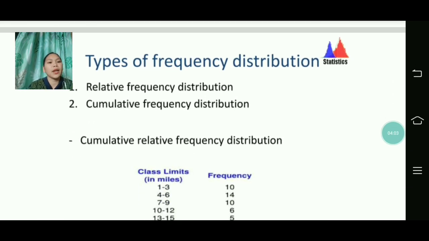There are two main types of frequency distribution. First is relative frequency distribution, which shows proportions or percentages. Second is cumulative frequency distribution. Cumulative frequency distribution displays running totals. So this is the example of cumulative frequency distribution.